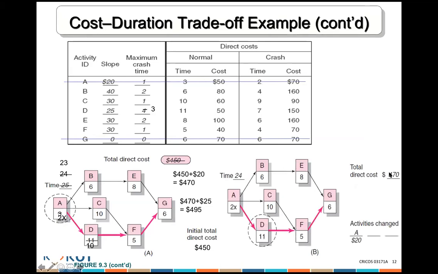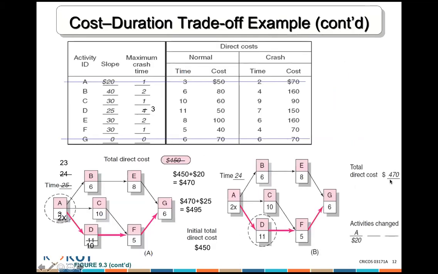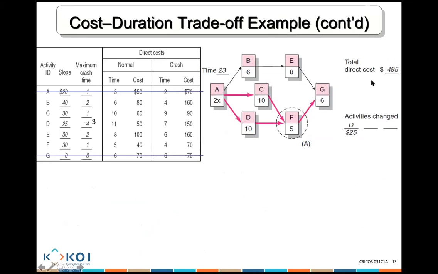The 470 is because you guys have crashed A, and that's $20. And then we got 495 because we have crashed D, which is $25. So you see D, $25 extra from the 470 that is here. We got the 495. Now let me ask you this next question. Could you please count every path and tell me which one is a critical path now?